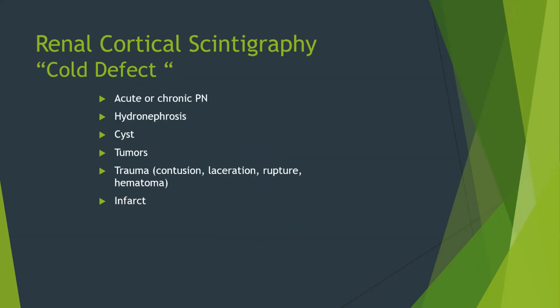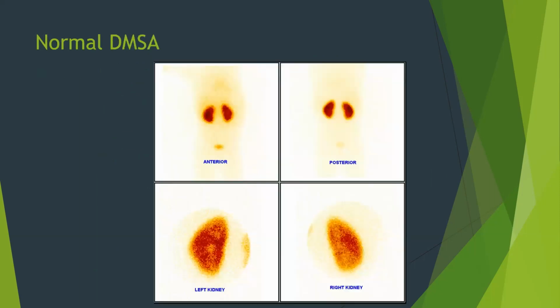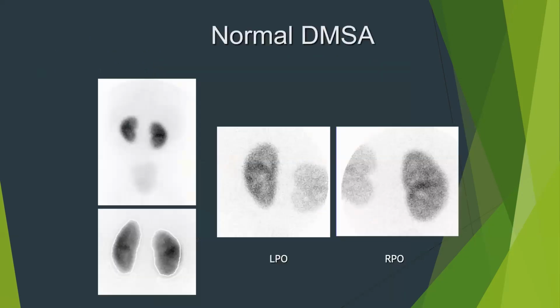On renal cortical scintigraphy, a cold defect can be seen in both acute or chronic pyelonephritis, and also in hydronephrosis, cysts, tumors, trauma, or infarcts. So this is what a normal DMSA scan looks like. We can see good tracer uptake, and the cortical contour, size, and shape are maintained.